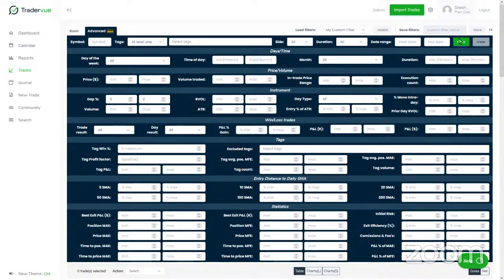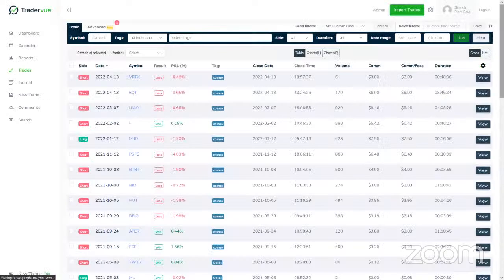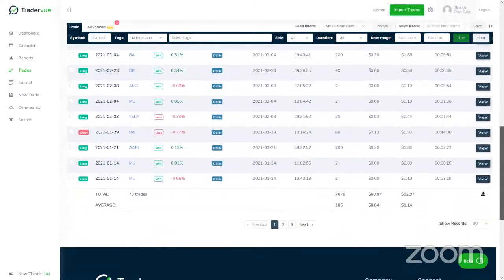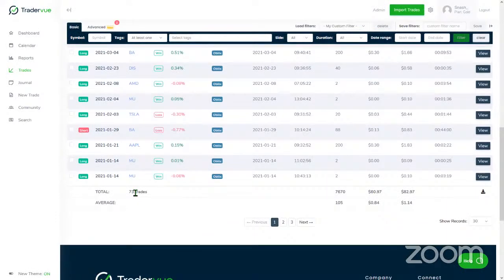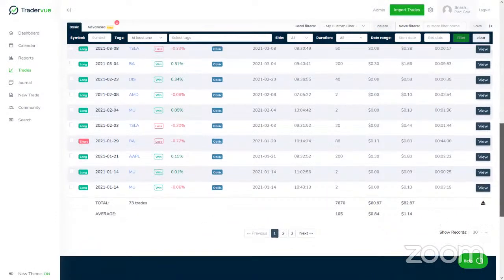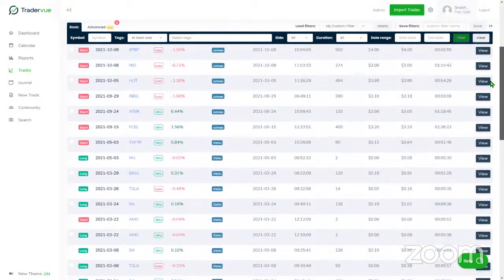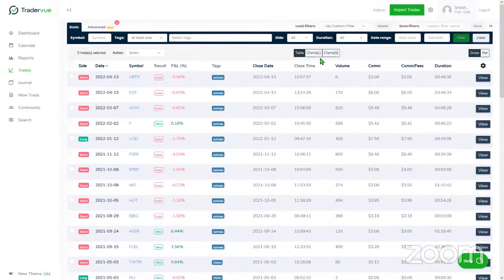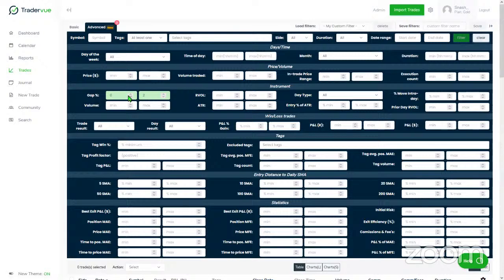You know, I can basically filter that. And so if we scroll lower, we had like 430-something trades, and we have 73 trades. And so all of these trades, when they were executed, they were gapping between 0 and 2%. And you can see the gap filter is on here.